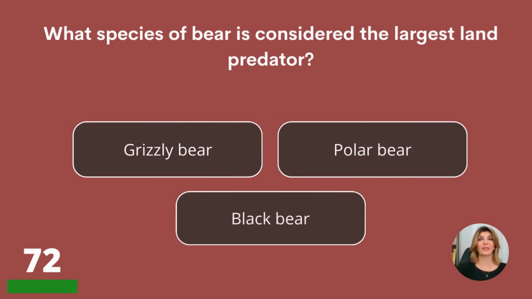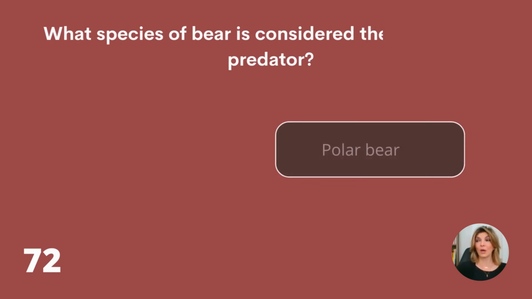What species of bear is considered the largest land predator? Grizzly, polar, or black? Polar bear.